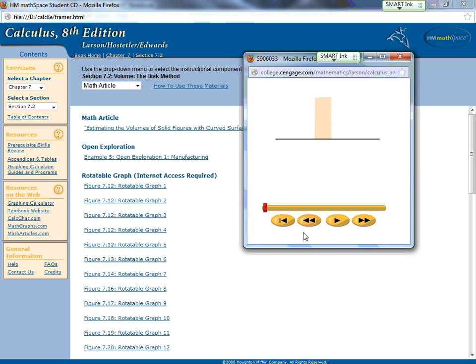All right, now, for the cylinder, do you remember what the volume of a cylinder is? It's pi r squared h, okay?